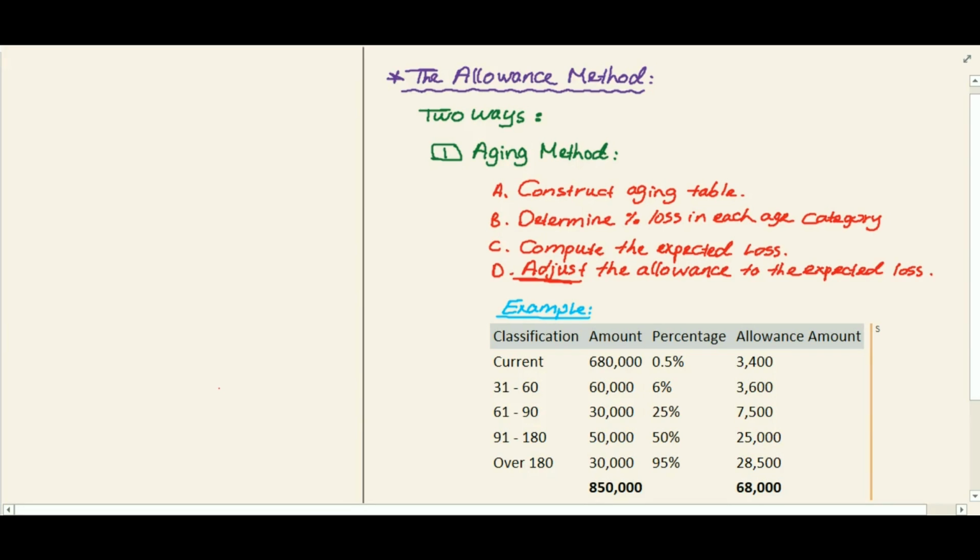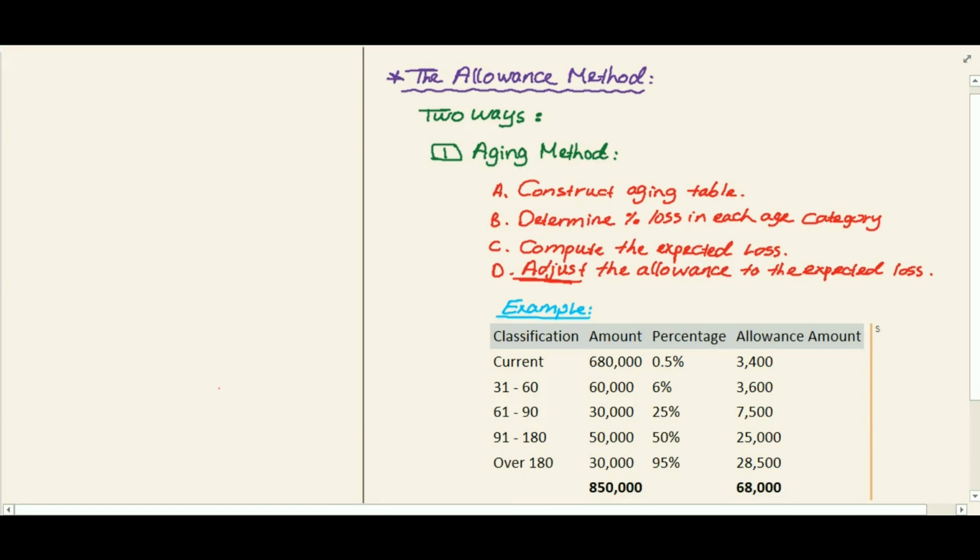And we'll put the total amount of all the receivables. For example, less than 31 days is $680,000, and for 31 to 60 days old is $60,000, and so on. For over 180, for example, we have $30,000, and we have the total here.